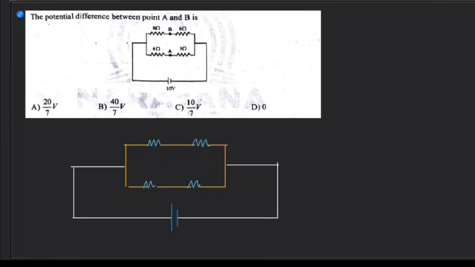Question number 3. This is a question from current electricity. The potential difference between the points A and B is? So we have to find the potential difference or voltage difference between point B and point A. So this is 8 ohms, this is 8 ohms, this is 6 ohms, this is 4 ohm, and this is 3 ohm, right? And the battery voltage is 10 volt here.